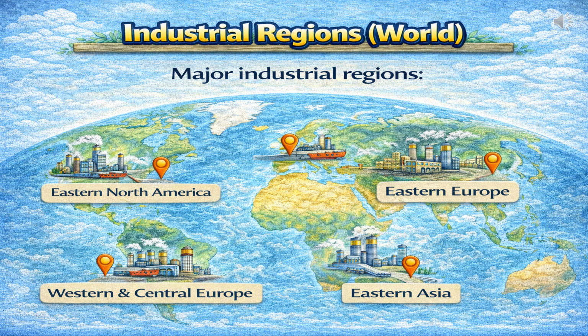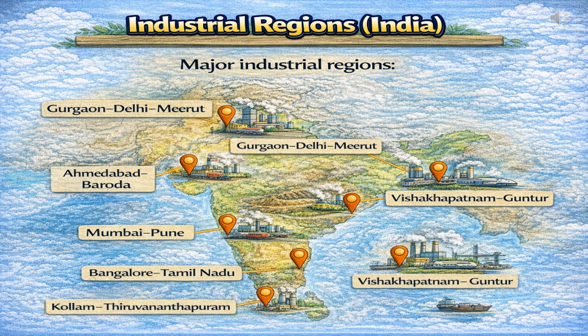Now let's zoom out and look at the world map. Some places in the world have a large number of industries, and these areas are called industrial regions. Major industrial regions of the world include Eastern North America, Western and Central Europe, Eastern Europe, Eastern Asia. These regions became industrial centers because they had good resources, transport, and markets. Now, if the world has industrial regions, India also has many. Let's see them.